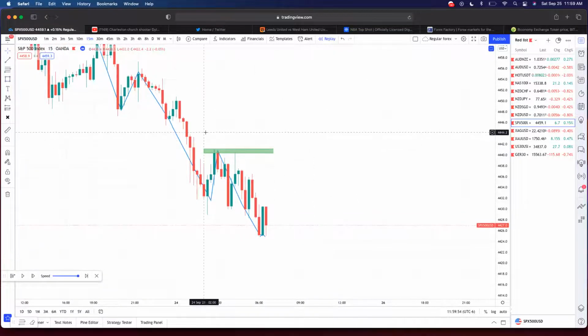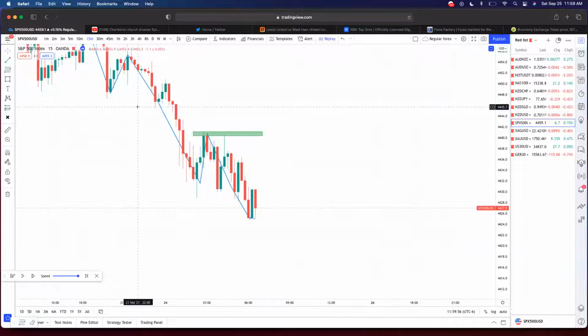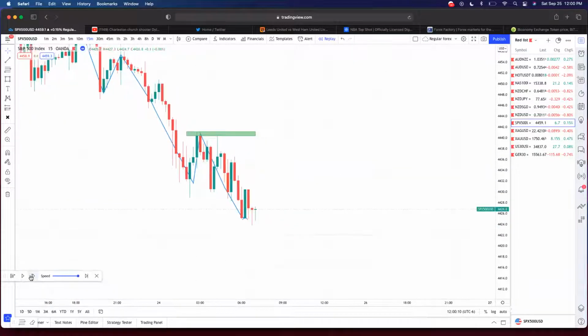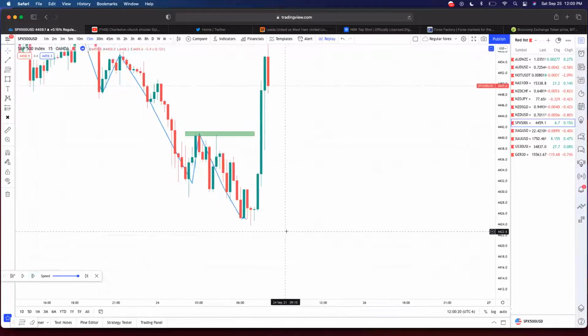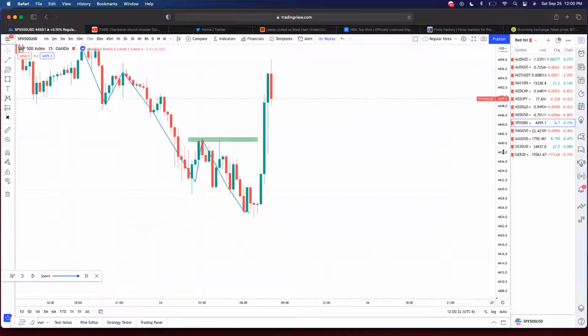On that call on FRX Live on Friday, Sadiq called a buy down here for SPX, okay? And this buy started running up, okay? So I want you guys to see something here. The buy started running up.